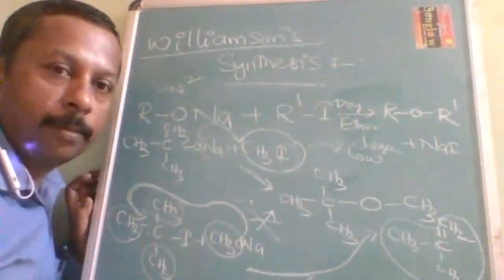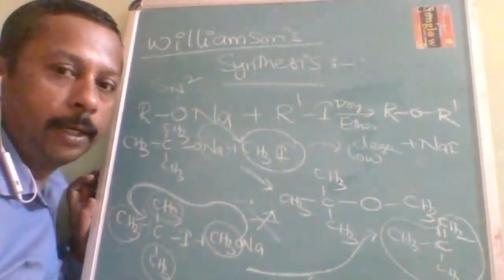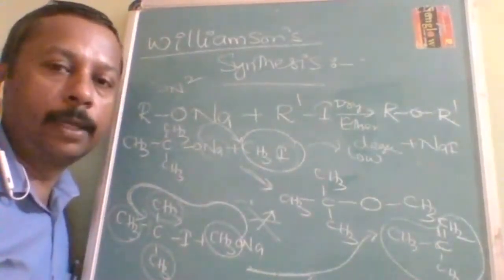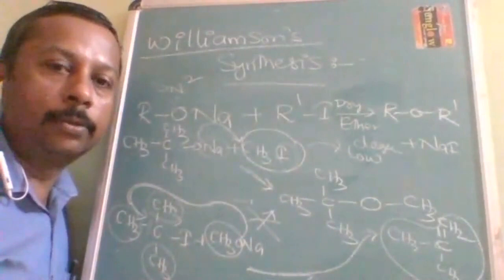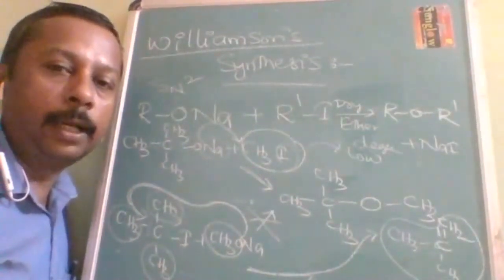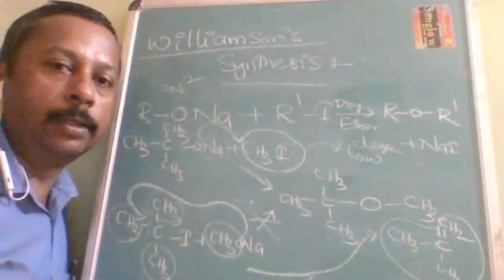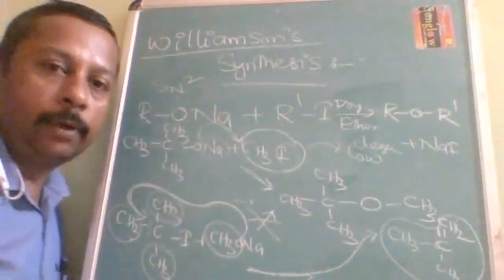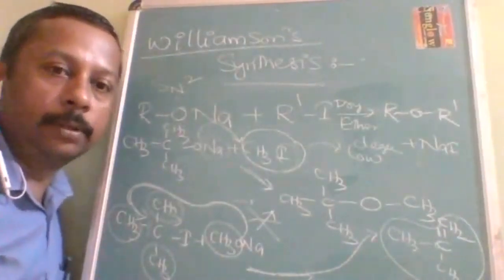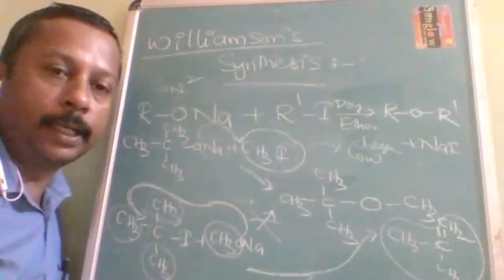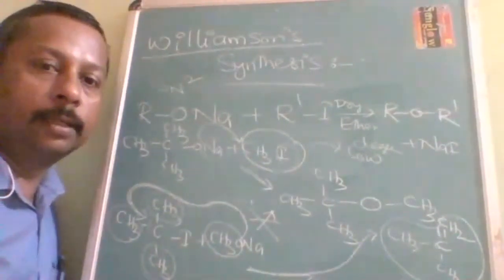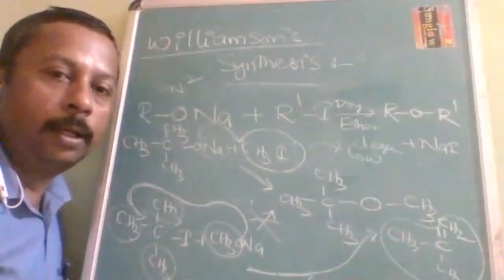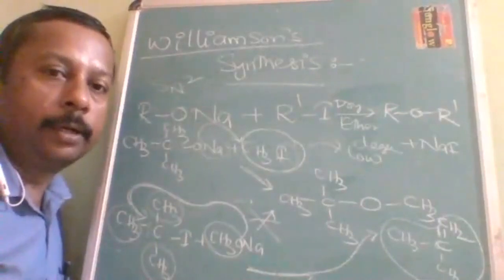So if it comes in the board examination, what will you write? Williamson synthesis is the preparation of ether by treating sodium alkoxide with alkyl iodide in presence of dry ether. And from a competition point of view, it follows the SN2 mechanism. So for selecting the alkyl halide and sodium alkoxide, the degree of the alkyl halide should be lower and the degree of the alkoxide should be higher.